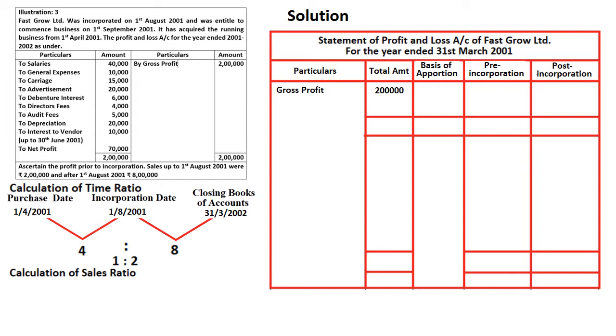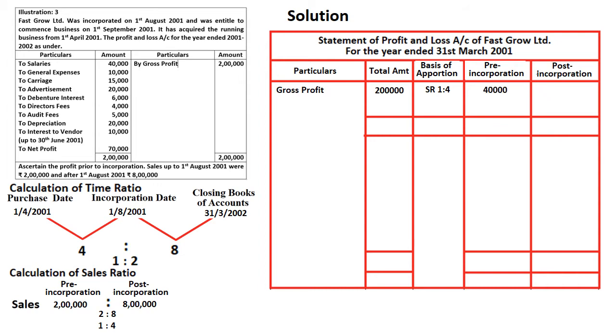Then calculation of sales ratio, that is information given in the question regarding sales. Pre and post incorporation we have taken. Pre incorporation sales are 2 lakhs and post incorporation is 8 lakhs. Therefore, the ratio will be 2 is to 8, that is 1 is to 4. So once we calculate these ratios, that is time ratio and sales ratio, then we can directly start the answering, right? So gross profit, as I told you, will be divided in sales ratio 1 is to 4.